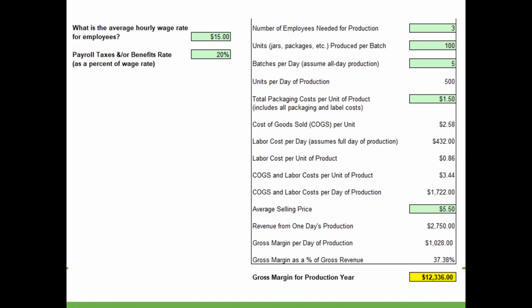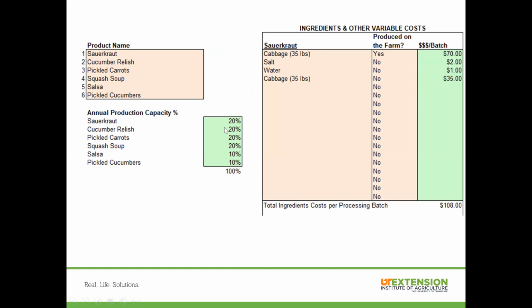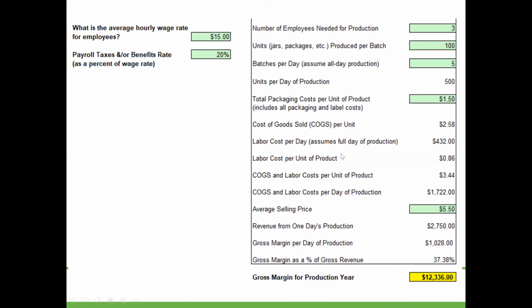And our gross margin for the production year would be $12,336 from making sauerkraut. I said that I was going to use the facility 20% of the time to make sauerkraut. I'm going to use it 20% of the time to make cucumber relish and pickled carrots and squash soup, and I'm going to use it 10% of the time to make salsa and to make pickled cucumbers. So I got to consider all of those, but just for the sauerkraut, the gross margin is $12,000 plus.